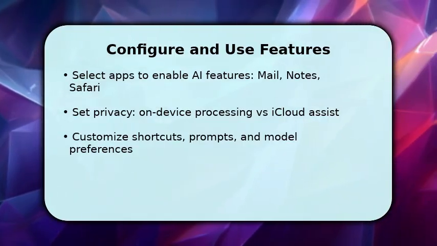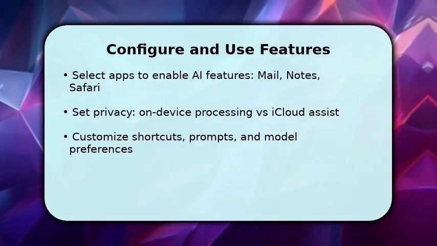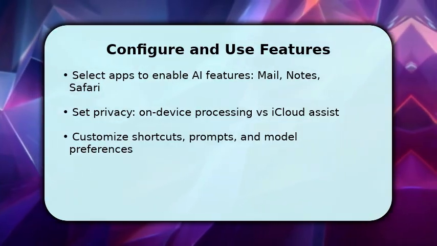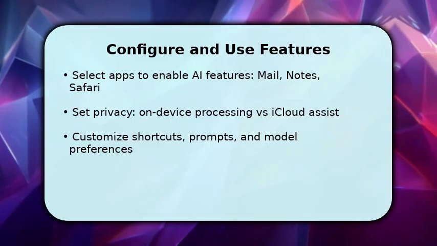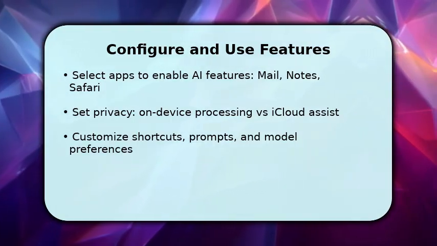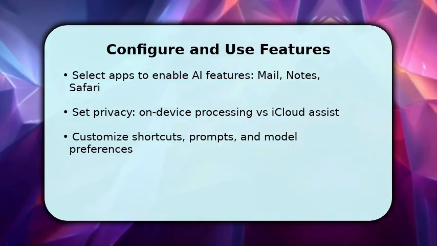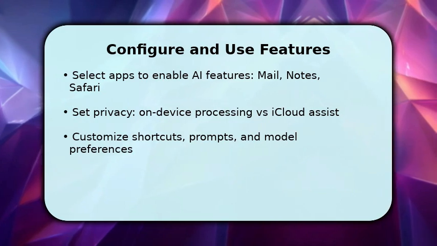You choose which apps can use Apple Intelligence. For example, enable Mail for smart summaries and Notes for drafting, so functionality only appears where you want it. Make sure to set privacy preferences. Decide between on-device processing for confidentiality or cloud assist for broader context. Then customize shortcuts and prompt templates to speed repeat tasks.